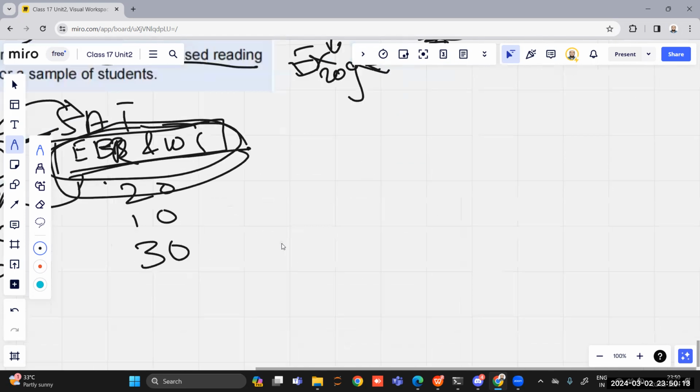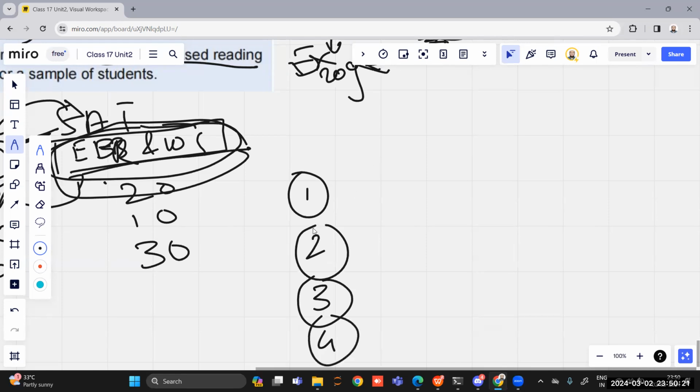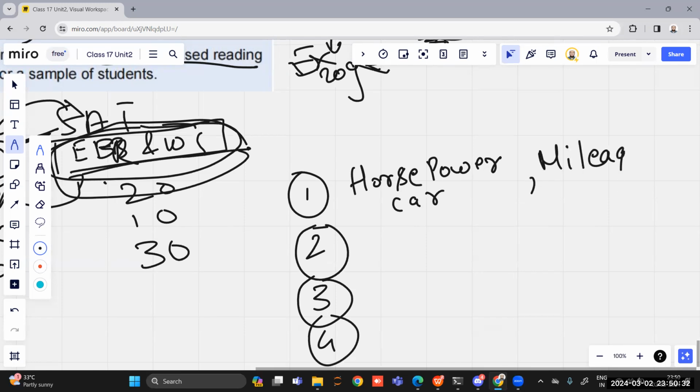Okay. So now I am giving you more examples. You have to differentiate between explanatory and response variable. Look, I will give you three to four examples. For example, we have in one example the horsepower of a car and its mileage.